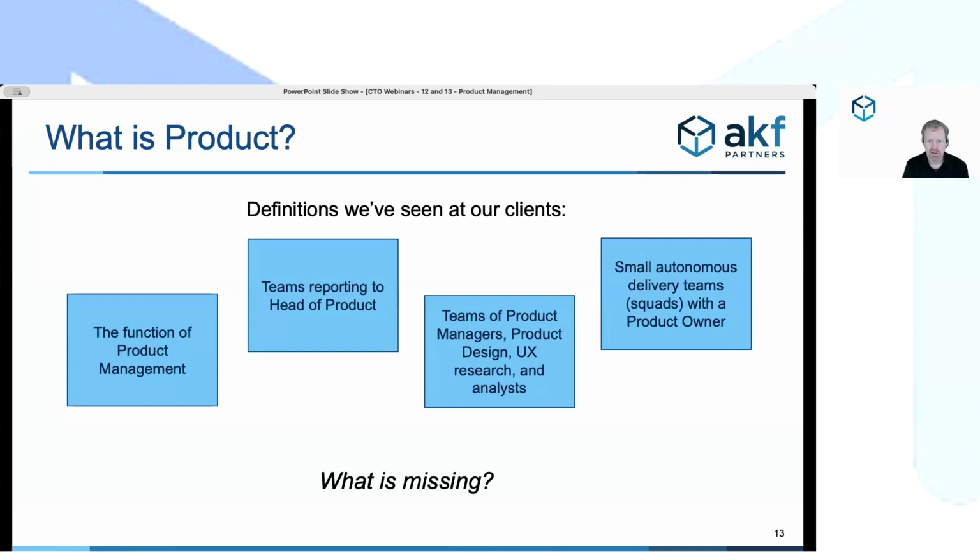We've asked our clients what is product, and I'll let you read these. The function of product management, anybody reporting to head of product, it's a group of teams that have product managers, user researchers, designers, or it's the small autonomous delivery team squads with the product owner. People think of product that way. What is missing from this definition?